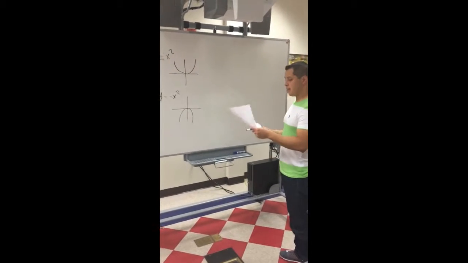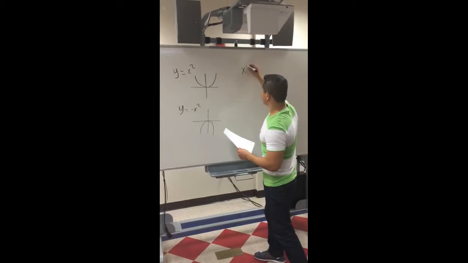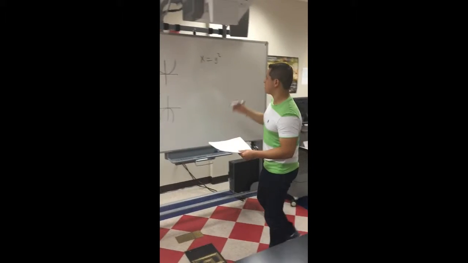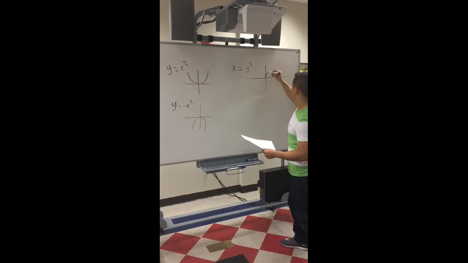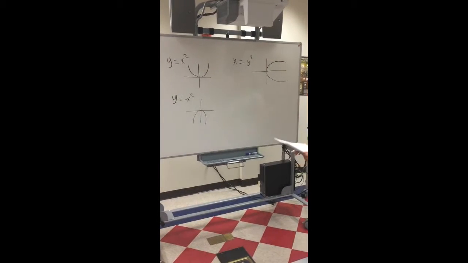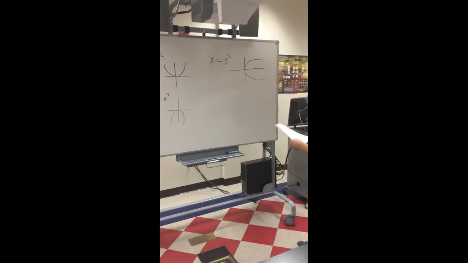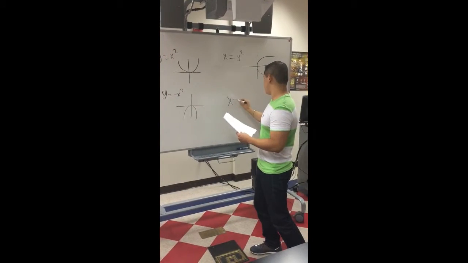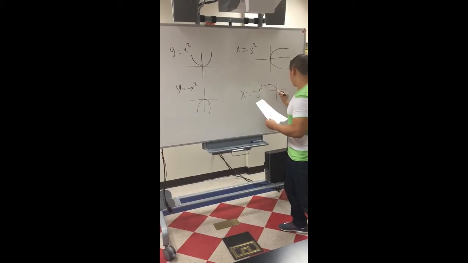Now, I mentioned previously that it could also go sideways, to one side or to the other. So let's pretend that we have x equals y squared. Now this time you're squaring y, so it's going to be something like this. And once again, it's facing the positive side because y is positive. If it had been negative, such as negative y squared, then we would have a parabola that would go this way.